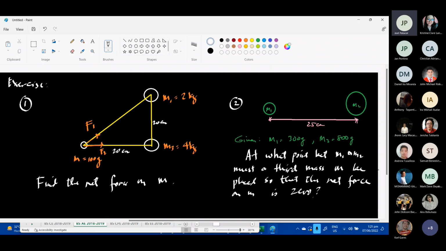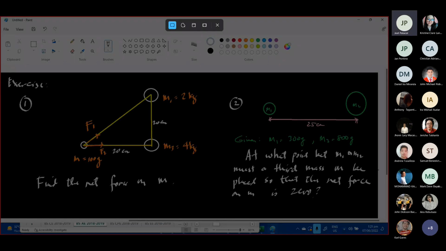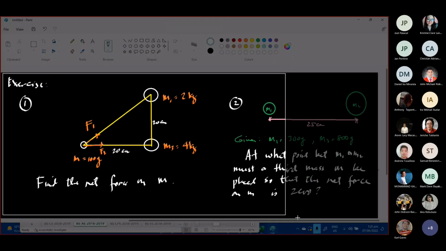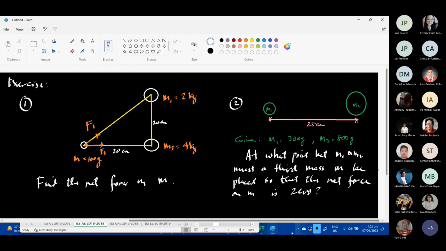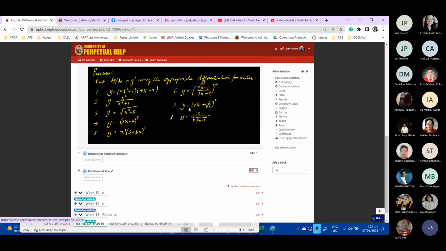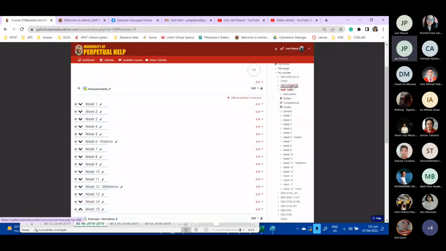So at what point between M1 and M2 should the third mass M be placed so that the net force on M is 0? Any questions? Any questions? I think I should post this in Septo. Any questions? Not that much po, sir.